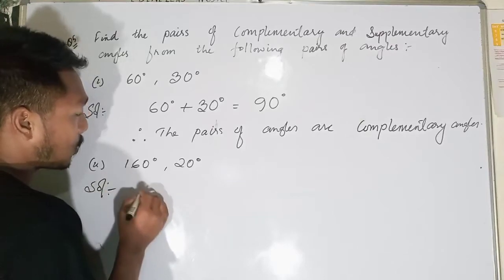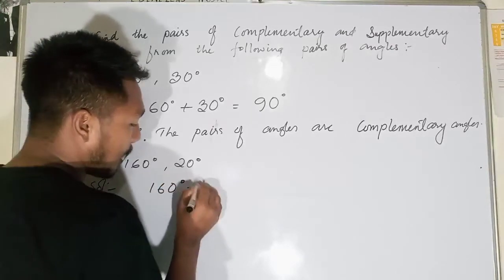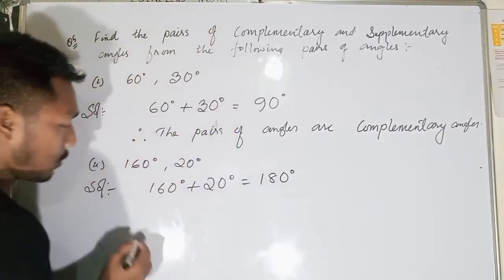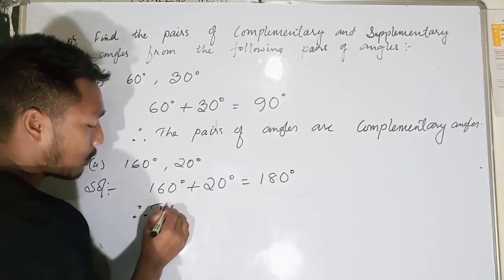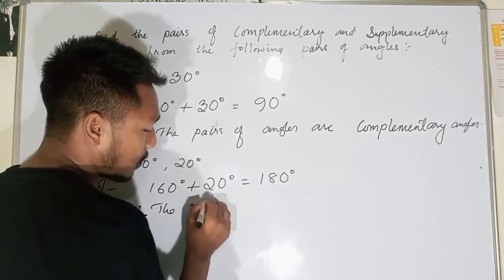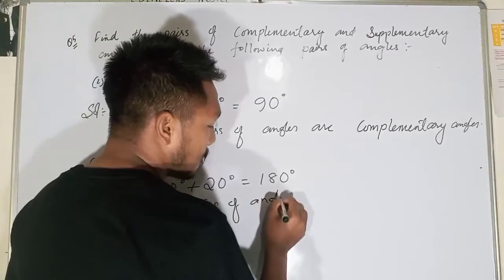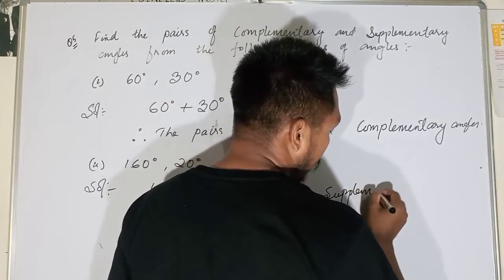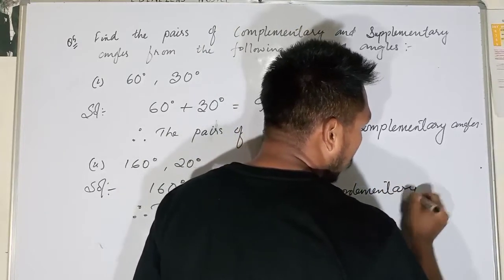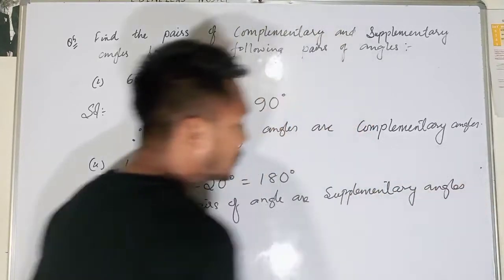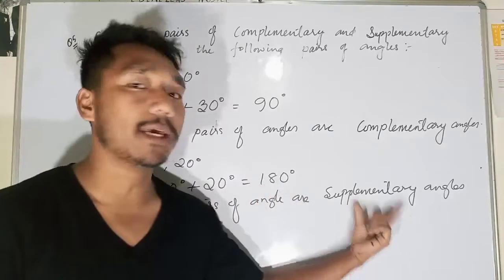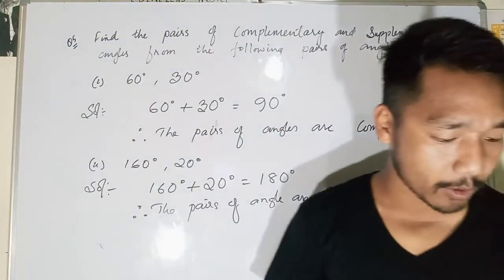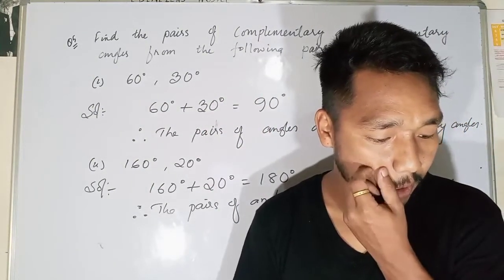Solution: 160 degrees plus 20 degrees, if you sum up these two, will become 180 degrees. Am I right? So therefore the pair of angles are supplementary angles. Since their sum is equal to 180 degrees, we can say they are supplementary angles. In this way you can do all the questions.